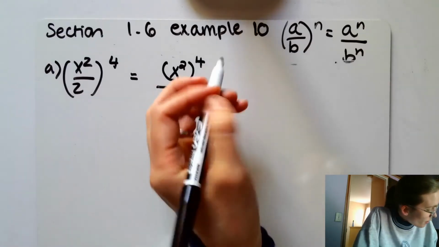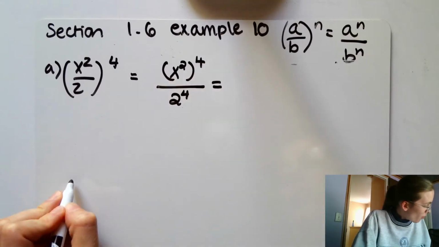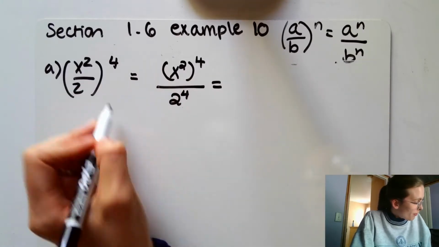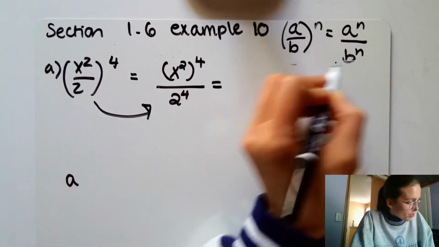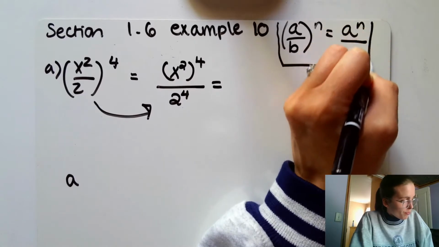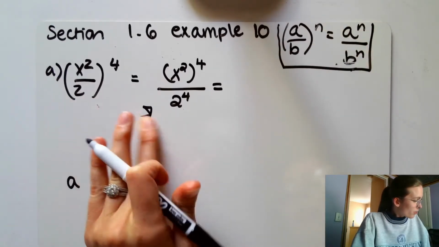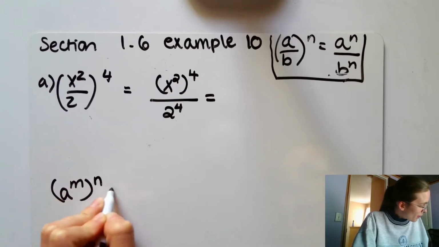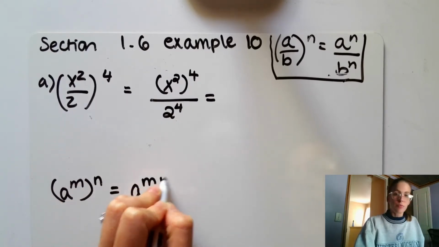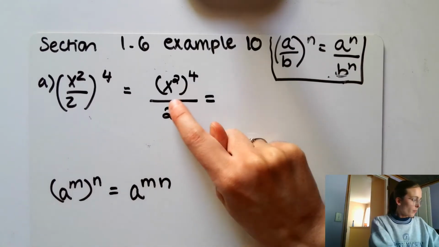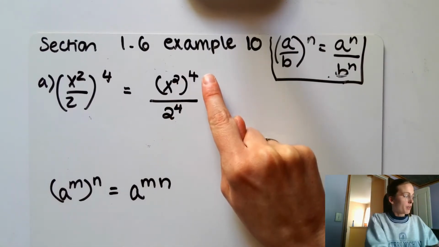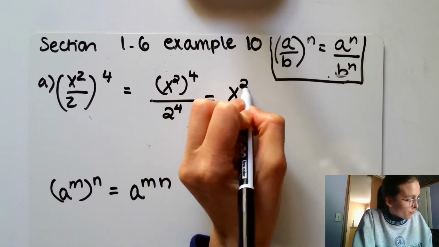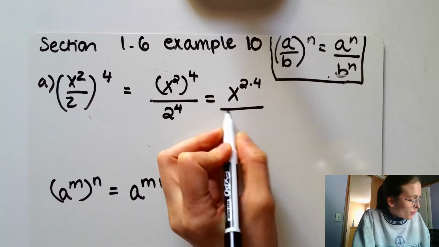Then for x squared to the 4th power, we'll use this rule for this part. So to get from this step to this step, we use this rule here. And now we need to use this rule: a to the m, the nth power, equals a to the m times n. You'll see we have x squared to the 4th power, so what we need to do is multiply. We've got x to the 2 times 4 over 2 to the 4th.